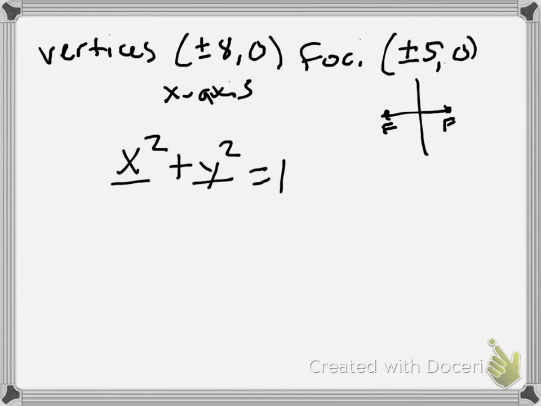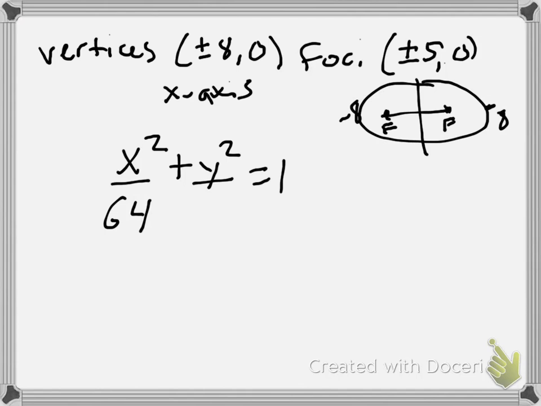I know my longer part's going to be on that axis, so I know it's going to look something like this. Well, it tells me my vertices are at 8 and -8. So my x-axis goes out to 8 in each direction. 8 squared is 64, so that should be underneath my x. Now, here's the thing with this. We know our longer one. What we don't know is our y value.